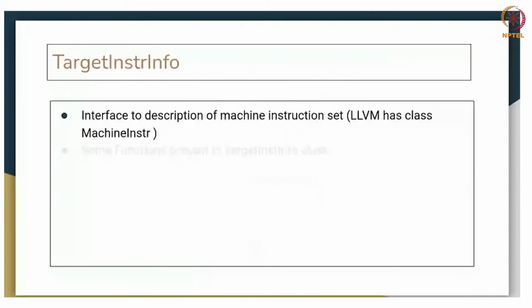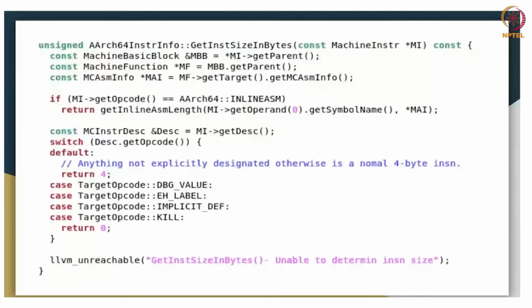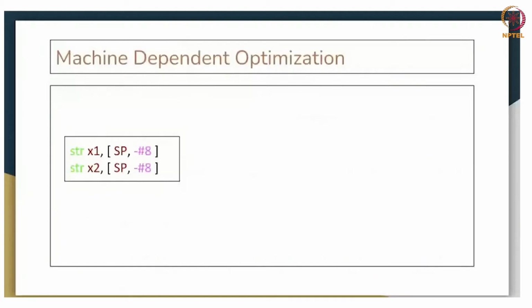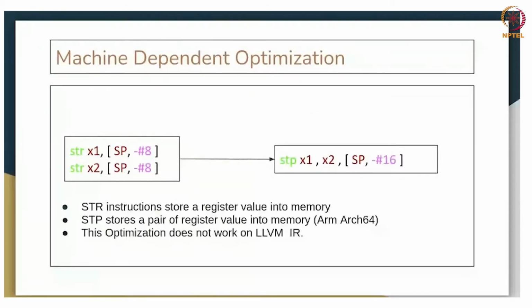That's my understanding. There is get call instruction cost, and here there is get instruction size in bytes. There are so many functions. Look at the Doxygen for LLVM, where you will find exact details about the API functions available, and you can add your own functions within the class and incorporate them. So it's about how you implement.